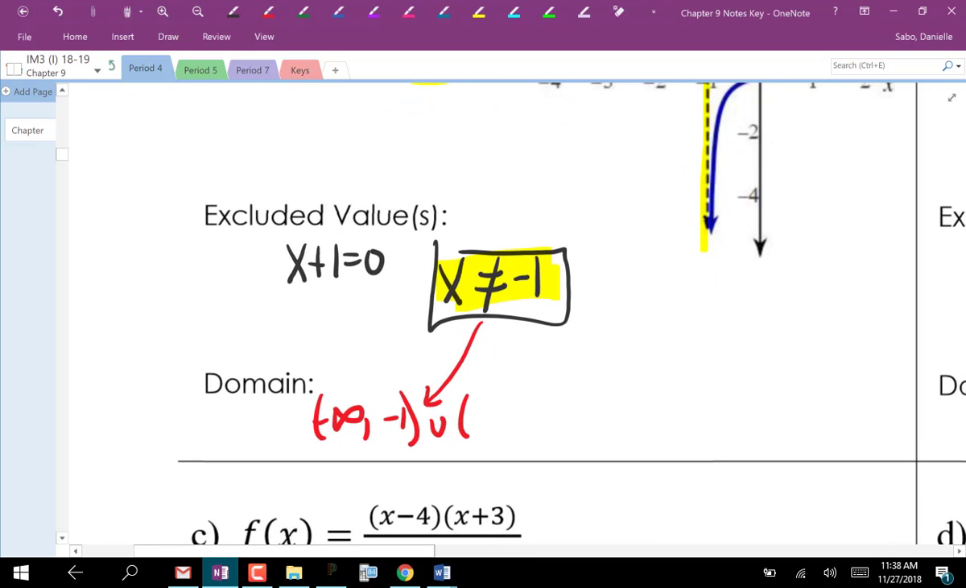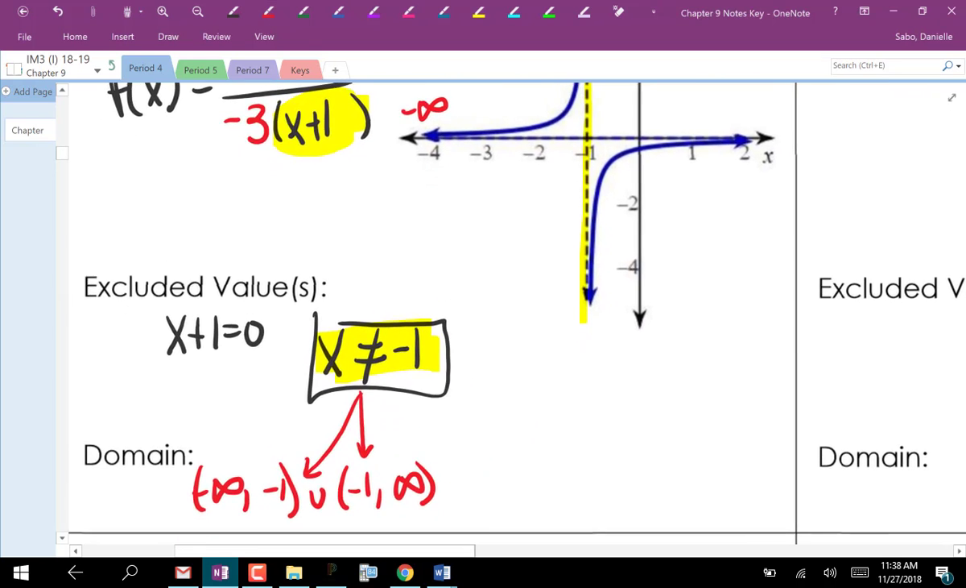It gets weird at first, but it's actually pretty easy once you get used to it. Wherever you stop is now where you start. So I'm going to start back up at -1, and I always end at positive infinity, and I'm done. Again, that's coming from your excluded values. Whatever your excluded values are, that's your domain.